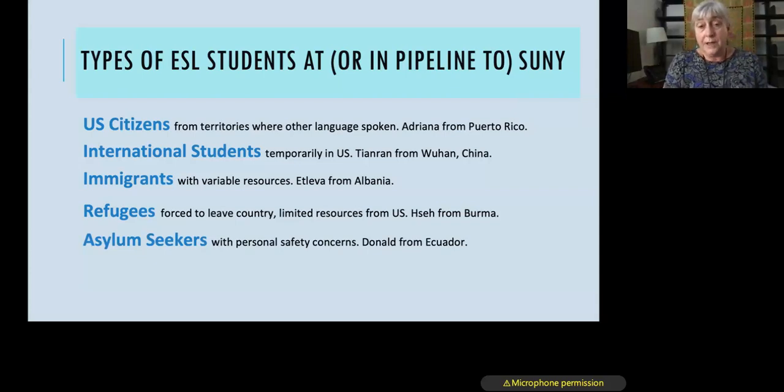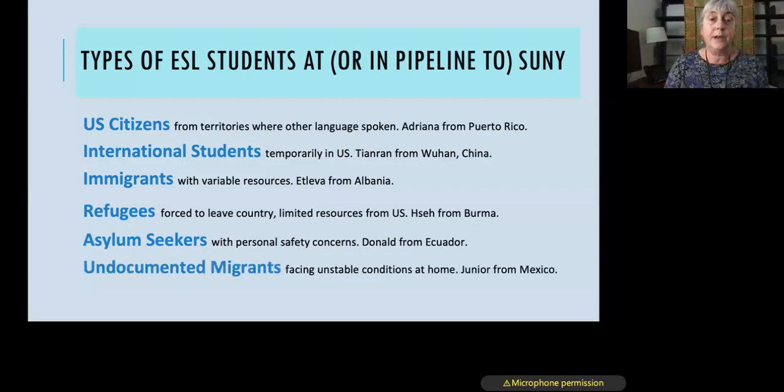Then we have asylum seekers. Those are people with personal safety concerns. I'm thinking particularly of a man that I work with at the Capital District Latinos. He's from Ecuador. He was very high up in the military, and it came to his attention that somebody wanted to assassinate him, so he had to leave the country, leaving his wife and children behind. He's looking for asylum.